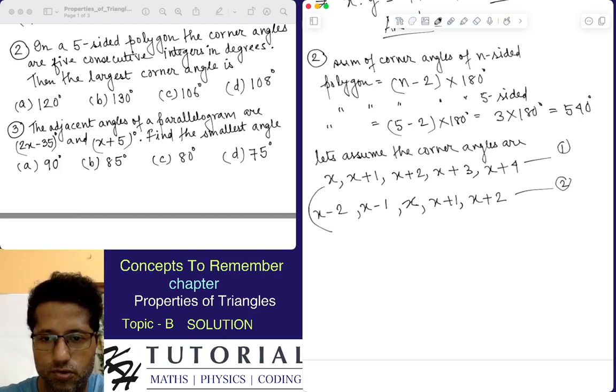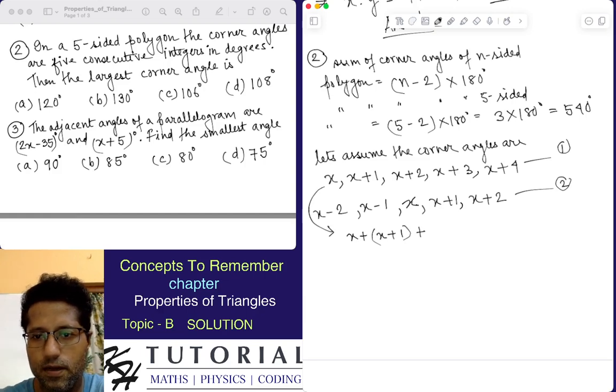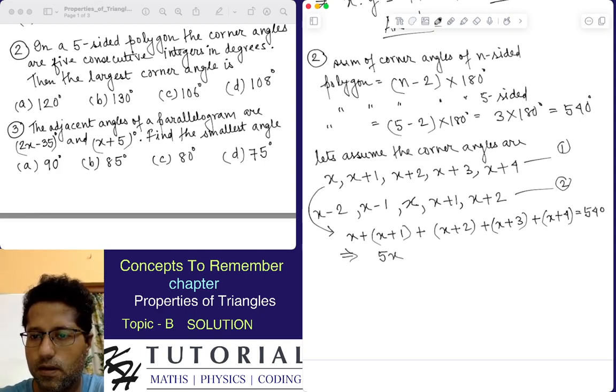Now I am showing you both ways. In method 1, if we add, since all the corner angles will add to 540, we must have x plus x plus 1, x plus 2, x plus 3 and x plus 4 equals 540. This implies this is 5x and this is 10. We are getting 5x plus 10 equals 540, which is fine.